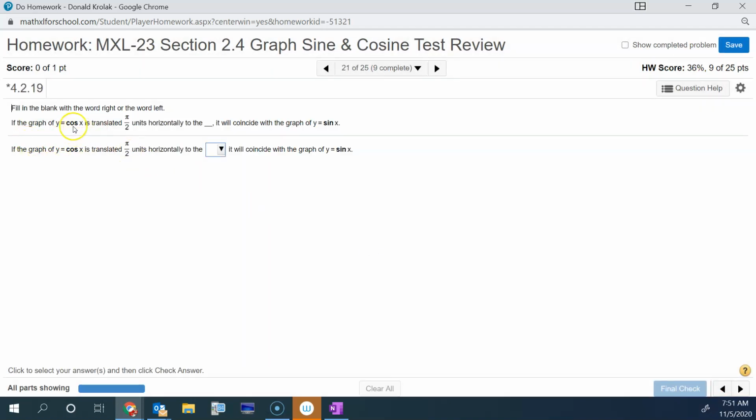All right, the graph y equals cosine x is translated pi over 2 units horizontally. The blank, it will coincide with the graph of sine x. All right, so we talked about this the other day. So here's what I mean.